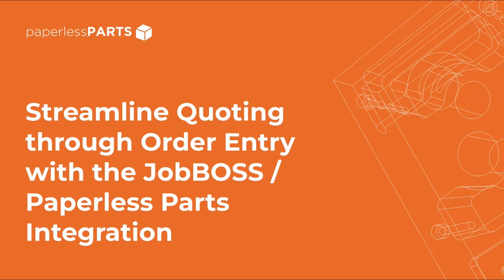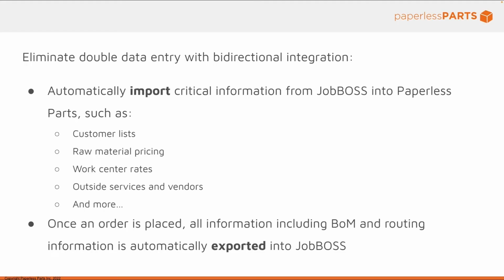you through how a newly launched integration between Paperless Parts and JobBOSS is going to help you streamline your quoting and order entry process. With the bidirectional integration between Paperless Parts and JobBOSS, you can eliminate double data entry, saving valuable minutes and reducing the opportunity for human error to create costly mistakes. The integration automatically imports critical information from JobBOSS into Paperless Parts, such as customer lists, raw material pricing, work center rates, outside services and vendors, and more.